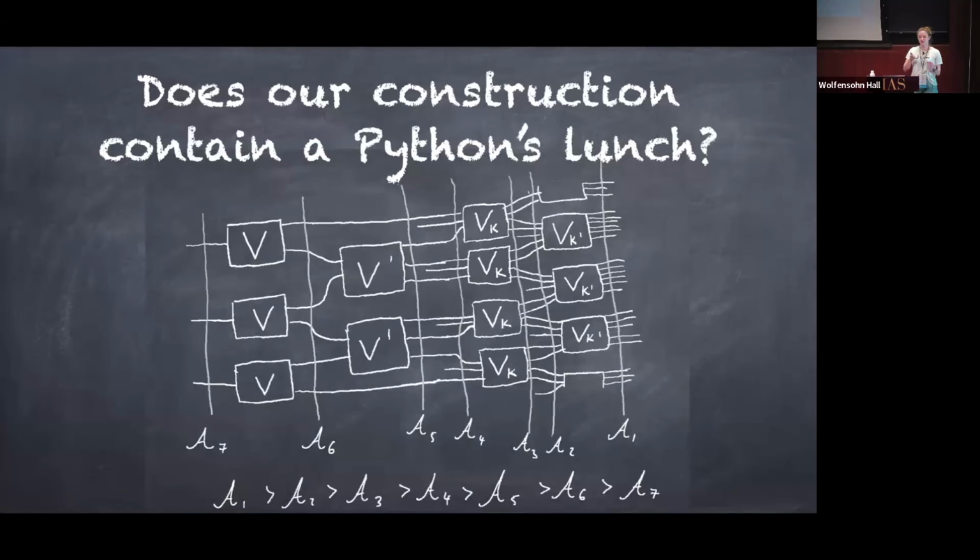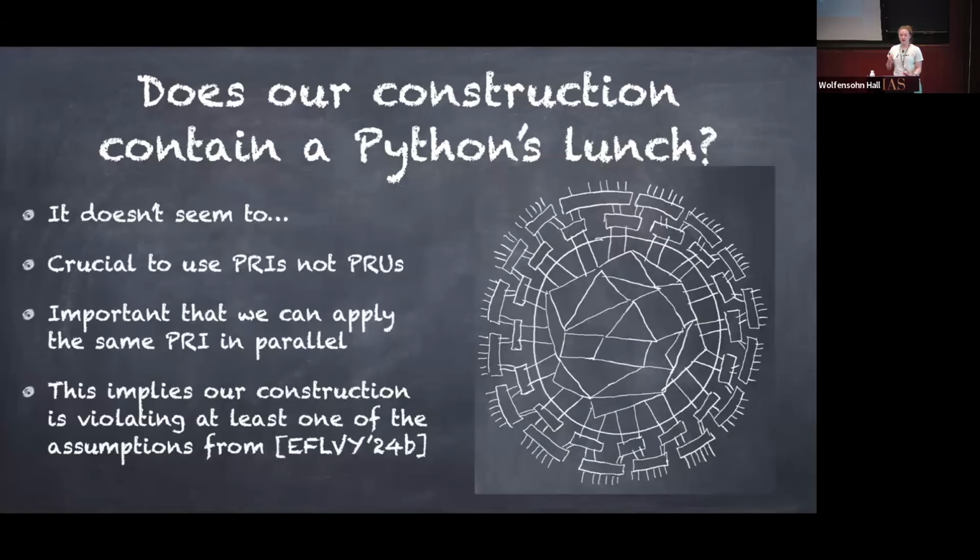And if you look at the cuts through the tensor network, once you've added in the extra input qubits to take into account this randomness, you can show that for appropriate choices of parameters, we can construct a network where there isn't a Python's lunch in this geometry. By that I mean that the geometry is shrinking monotonically. We don't have any bulges. And that seems to imply that this tensor network construction doesn't contain a Python's lunch.